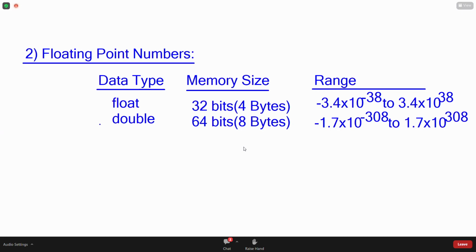Float and double. Here, double is default. I'll explain what exactly default means and why it is called default. Float and double, double is default.